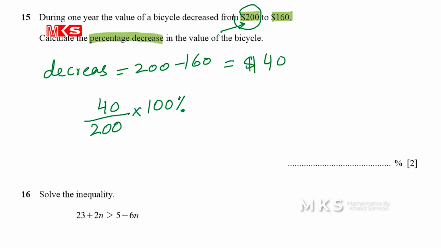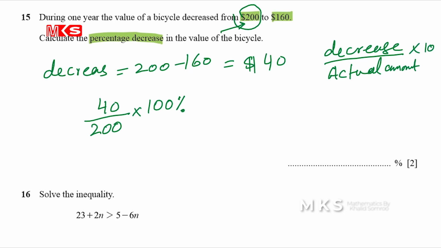So how do we find decrease percentage? Decrease divided by actual amount. Actual means the starting amount, which is not changed. Multiply by 100%. So 2 zeros with 2 zeros cancel, giving 20. So 20% will be the answer.